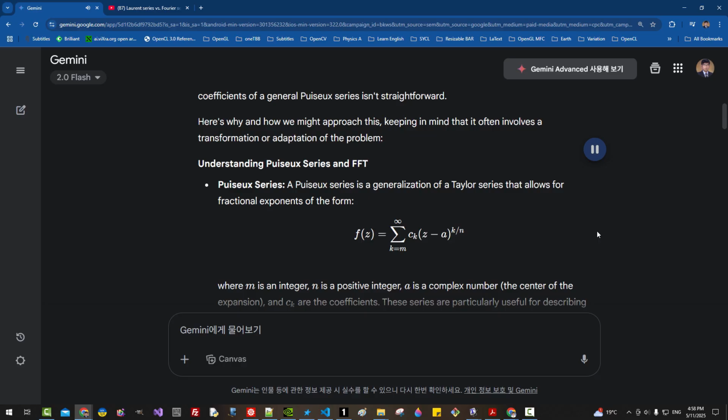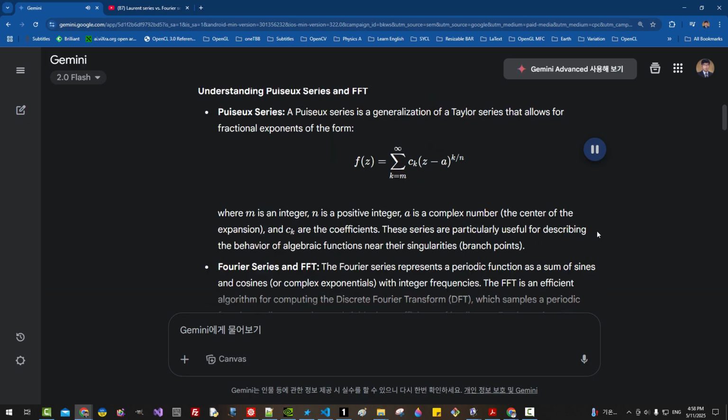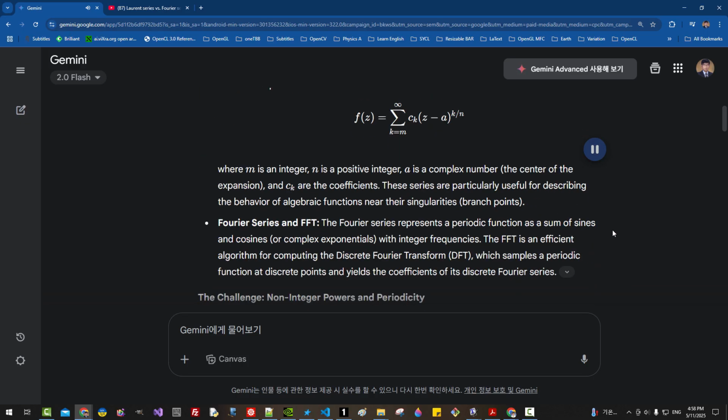Understanding Puiseux series and FFT. Puiseux series: a Puiseux series is a generalization of a Taylor series that allows for fractional exponents, of the form sum of c_k (z - a)^(k/n), where m is an integer, n is a positive integer, a is a complex number, the center of the expansion, and c_k are the coefficients. These series are particularly useful for describing the behavior of algebraic functions near their singularities, branch points.